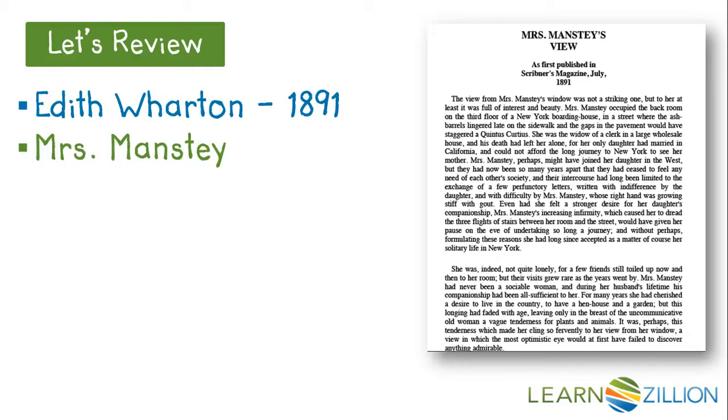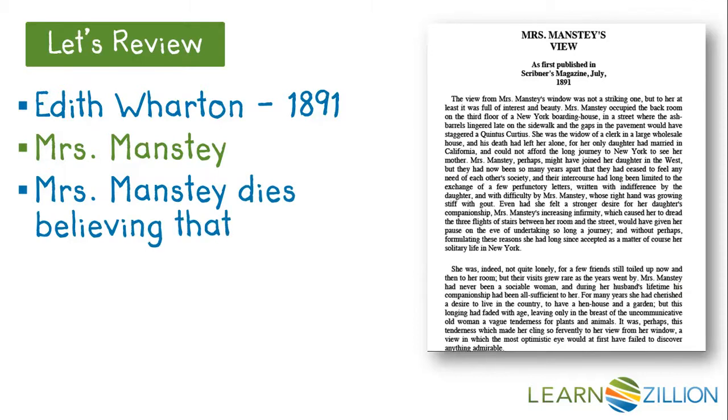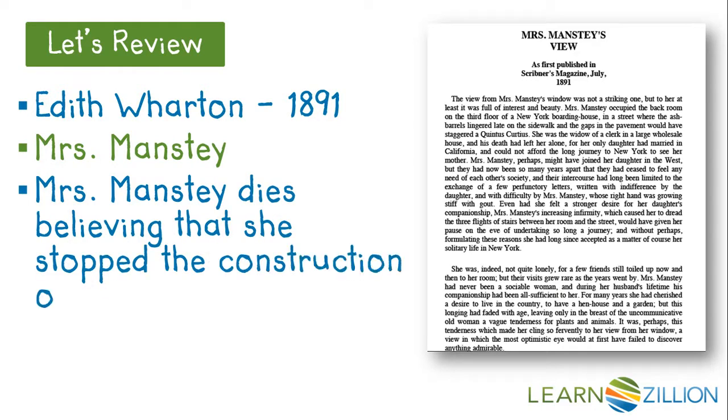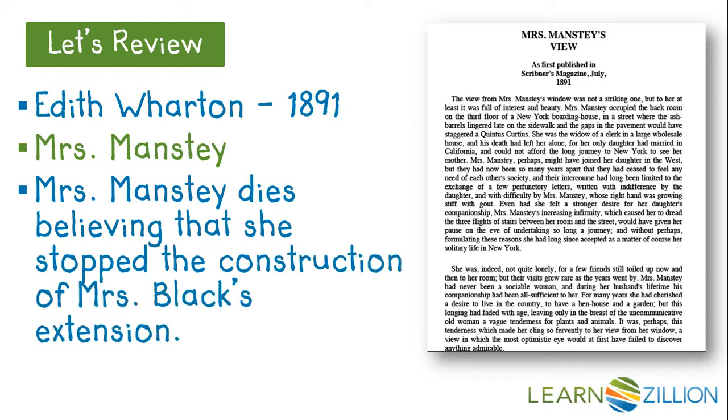When she learns that her neighbor, Mrs. Black, is going to build an addition which will ruin Mrs. Manstey's view, she attempts to discourage her, first through polite appeal and then through arson. In the end, Mrs. Manstey dies, believing that she actually stopped the construction of Mrs. Black's extension. In this lesson, we are focusing on how Edith Wharton develops Mrs.